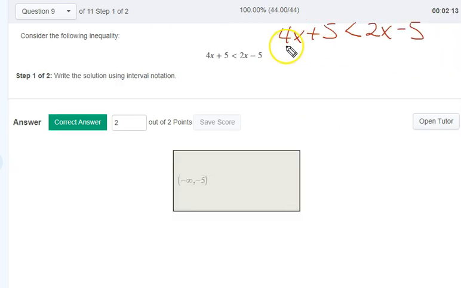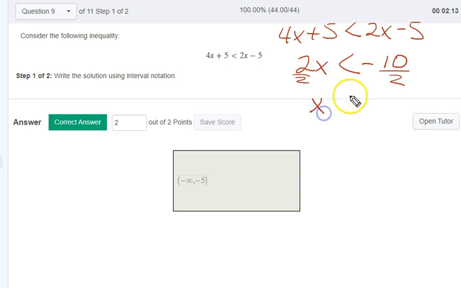Now, in this case, you're asked to solve this inequality. And again, try to keep your variable positive. So I'm going to subtract 2x from both sides, or transpose it. So I get 2x here. I'm going to transpose the positive 5 to this side, becomes a -5, so that gives me a -10. Now I'm going to divide by 2. I get x is less than -5.